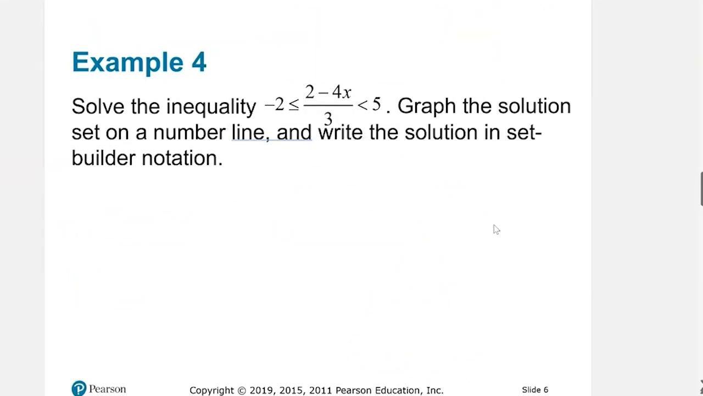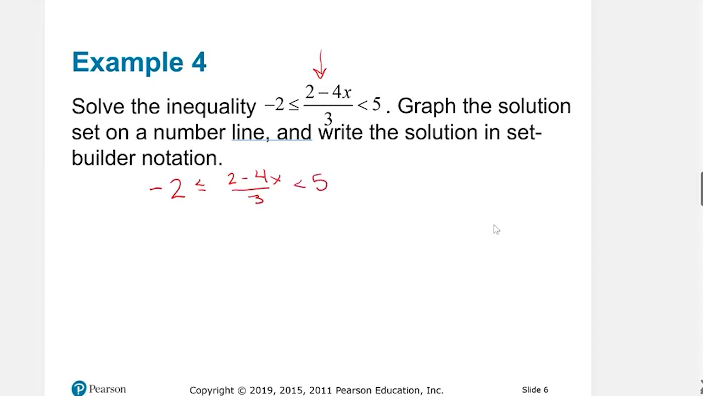This looks a little different. Here we have an inequality that says the middle part, which is 2 minus 4x over 3, is between negative 2 and 5. So that expression in the middle is between negative 2 and 5. It includes negative 2, but not 5, okay? And I'll show you as we go what that means. So we start off with negative 2 is less than or equal to 2 minus 4x over 3, which is less than 5.